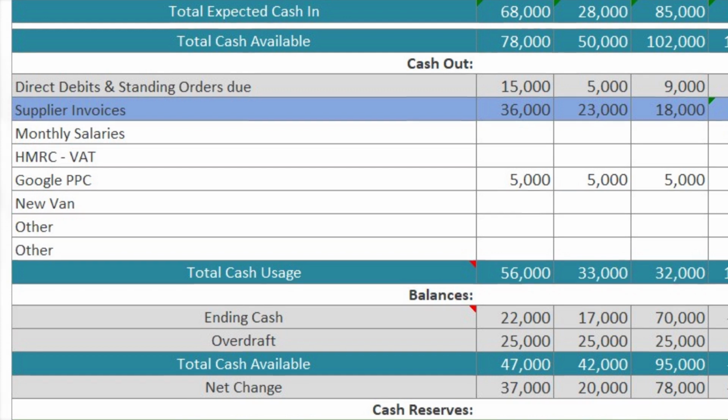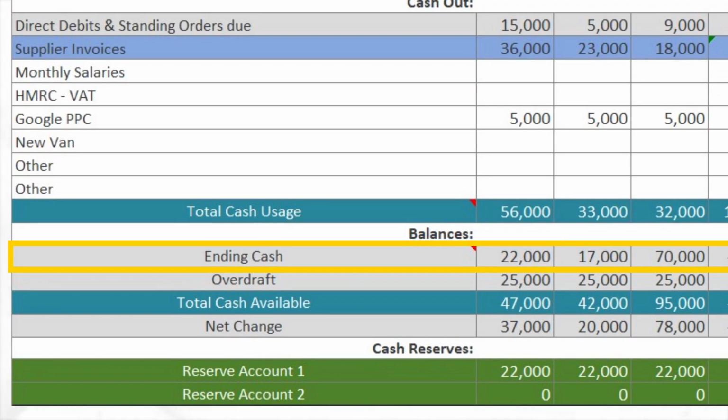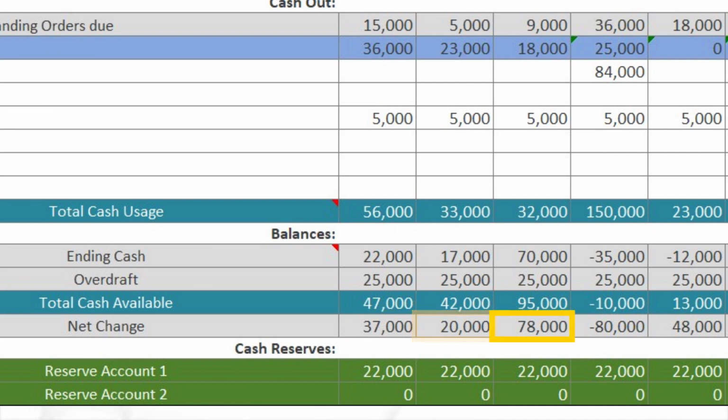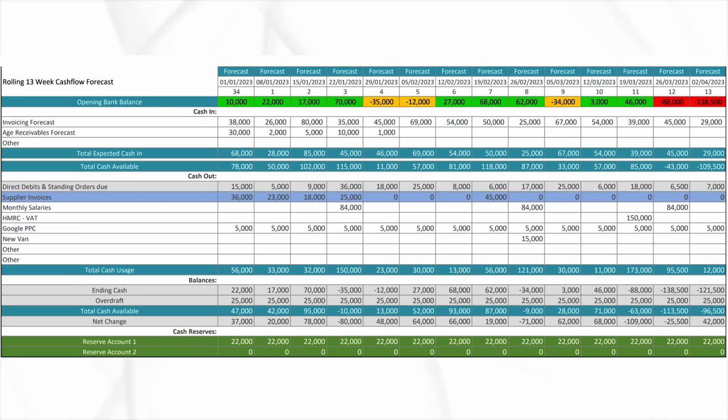Then you can see what your bank balance is likely to be at the end of that particular week. And then you've got your net change. And I really like this because it helps you understand what is the net change in that particular week. Has the cash position of the business got better or has it got worse? So this format is so good. You've got 13 weeks of visibility.